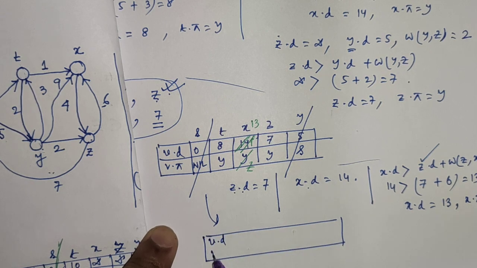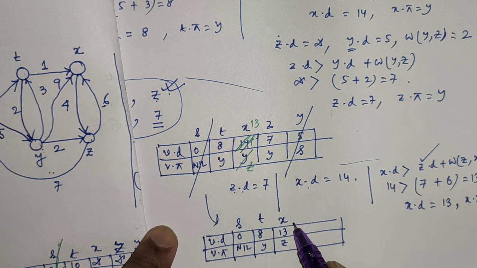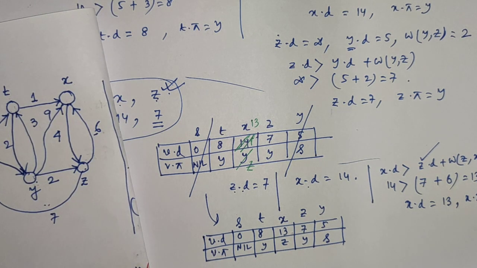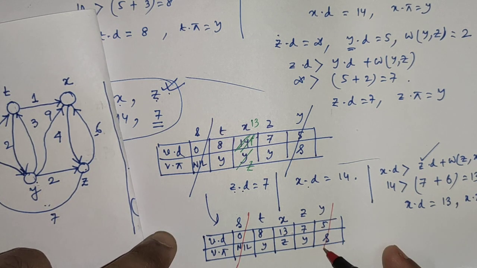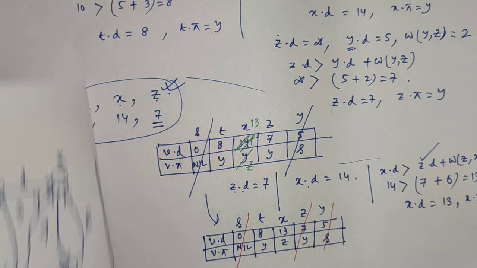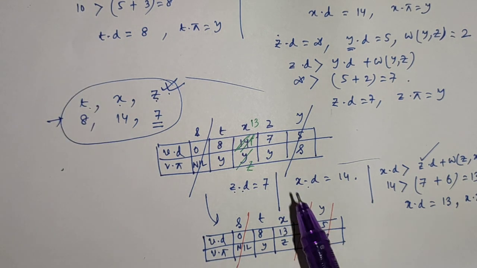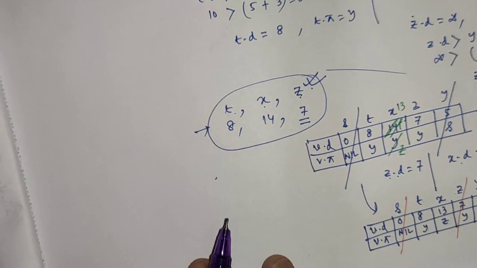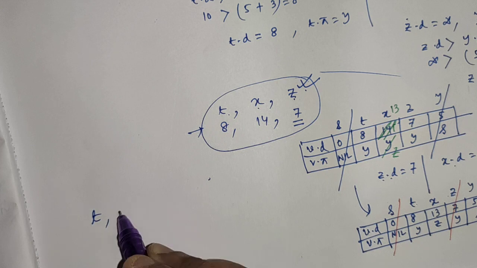v dot d, v dot pi. Okay, s 0 nil, then t 8 y, then x, now it is 13 z, z 7 y, y 5 and s. Among these, s was complete, y was complete, now z is complete. Okay. What are the remaining two vertices? The remaining two vertices are t and x.